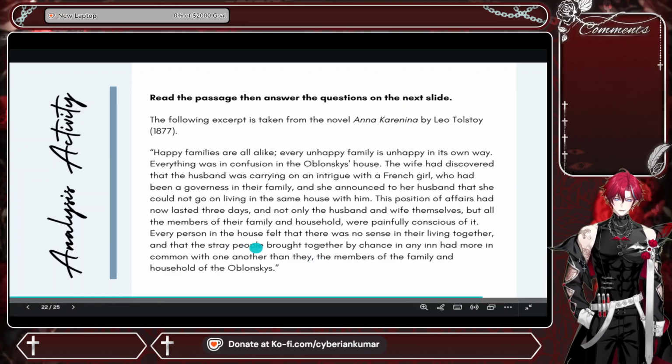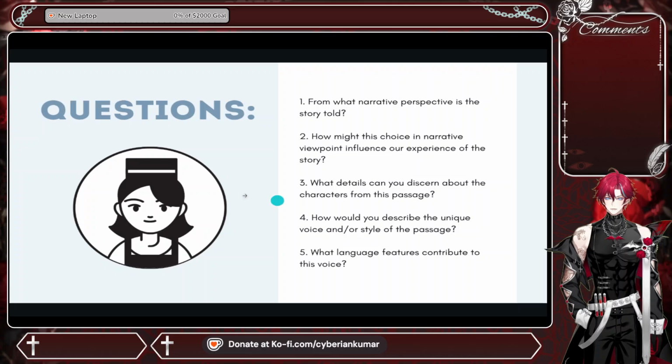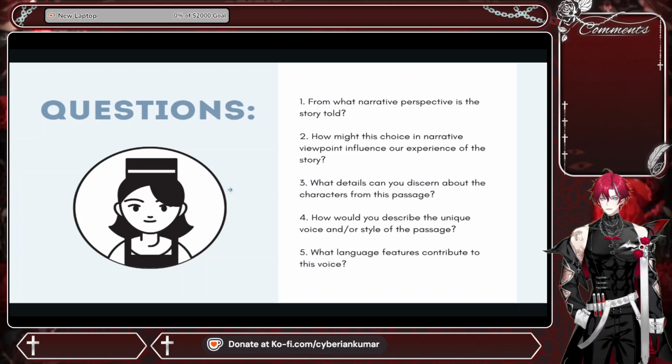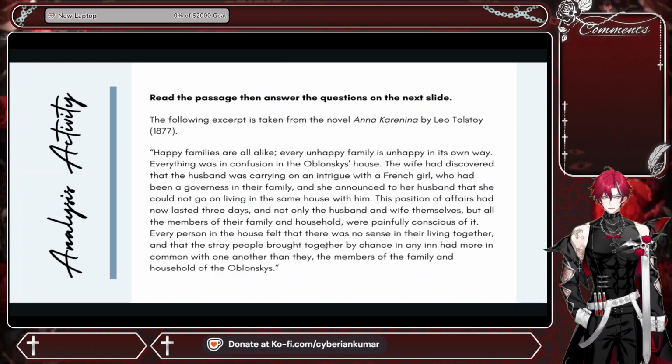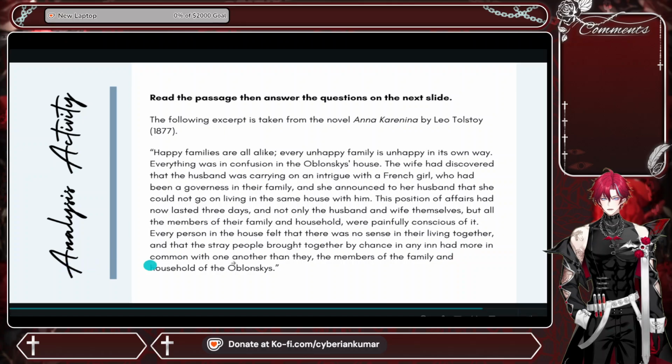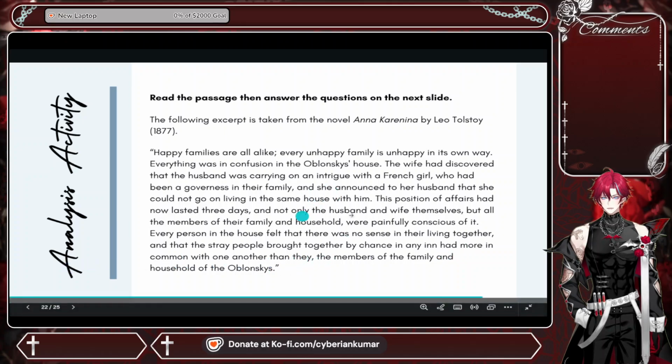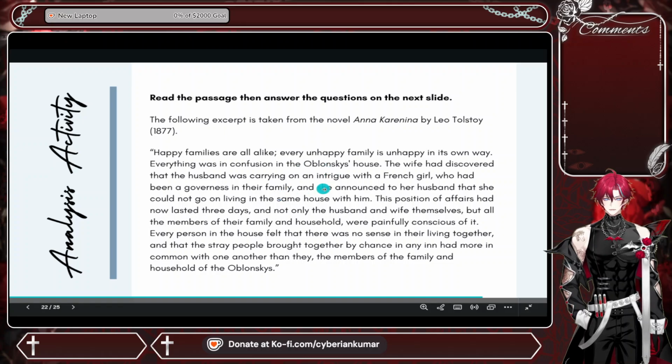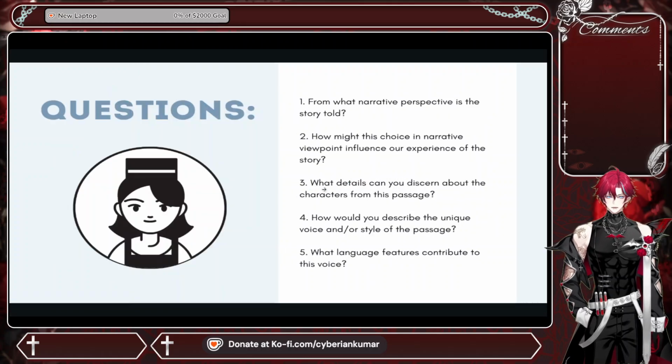So yeah, this is the passage, right? So the questions you could ask from reading this previous slide, this passage. Once you read the passage, you could pause the video and read the passage yourself. That will be better, right?